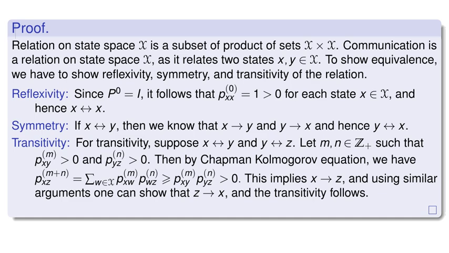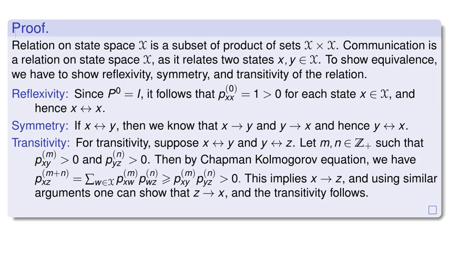Third, transitivity. For transitivity, let's assume that x communicates with y, x left right arrow y, and y communicates with z, y left right arrow z. This means there exist non-negative integers m and n such that the m-step transition probability P sub xy superscript m is greater than 0 and the n-step transition probability P sub yz superscript n is also greater than 0.